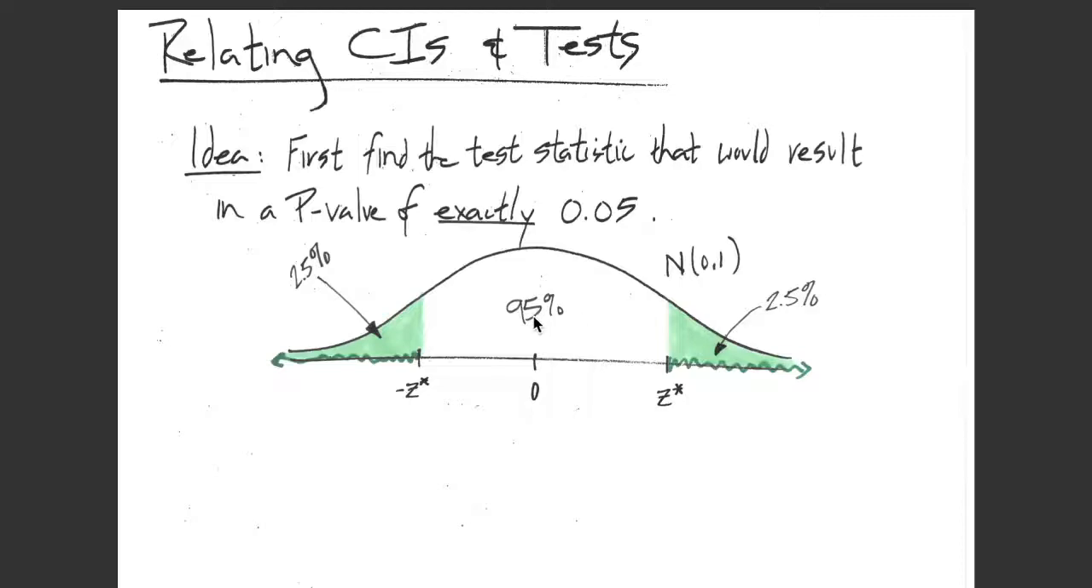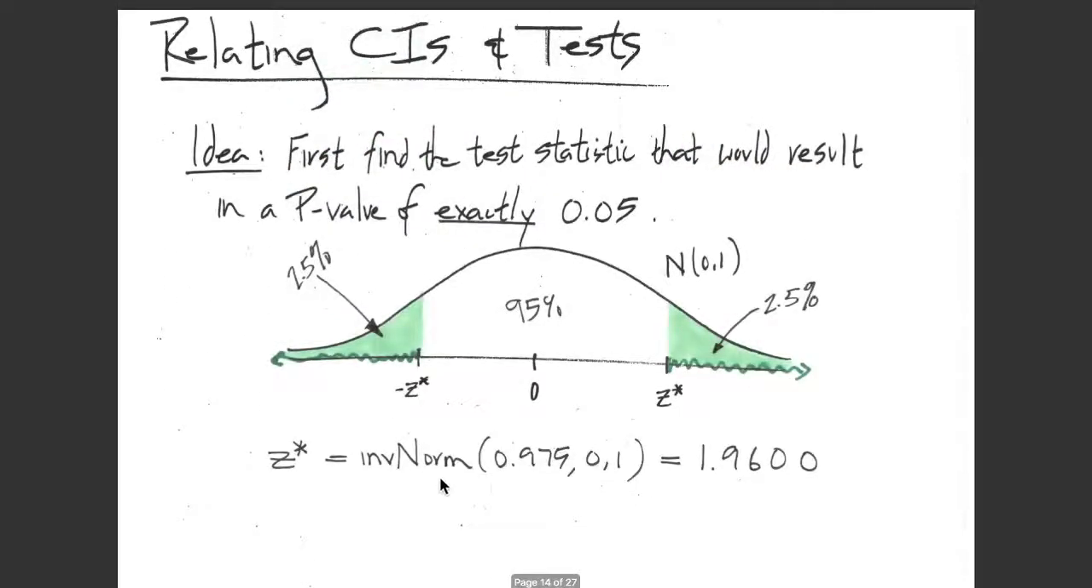Because the total area has to add up to 100%. And so the z-score we need for the 5% p-value would be just the inverse norm of 0.975. I'm looking at z-star here for the moment, and the percentile of z-star is the 95% plus the 2.5%, or the 97.5th percentile. So we have inverse norm of 0.975, and that turns out to be 1.96.